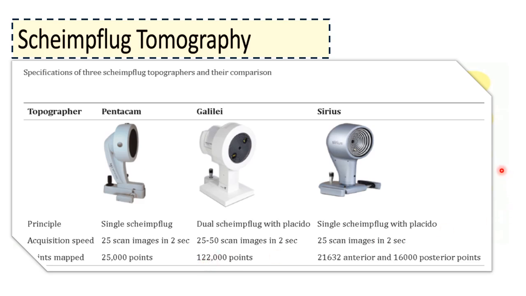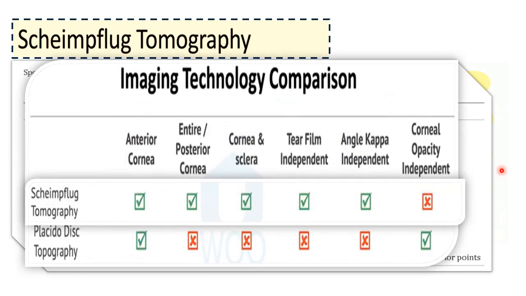So this is the most popular and common Scheimpflug system. Among the differences from the Placido disc, an important point is that the Scheimpflug system is independent of the angle kappa and also independent of the corneal tear film. This makes it very important, and it avoids the artifact of the tear film that is usually seen in the Placido disc based, and also in the positioning of the eye when there are variations of angle kappa.